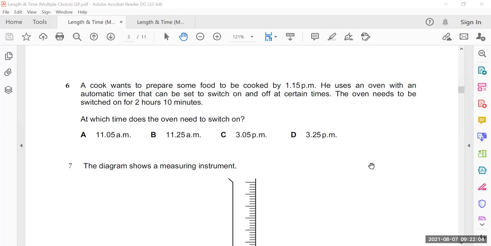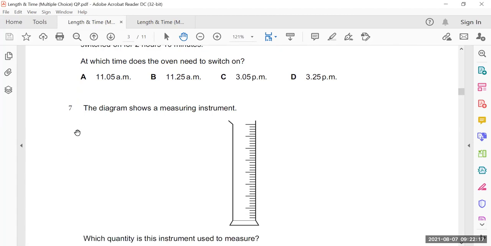For this question number 6, I don't think that an explanation is required. It's a simple question, just an aptitude question. You can find the answer, and the answer is A. Yes, it's A. Let's move to question number 7.